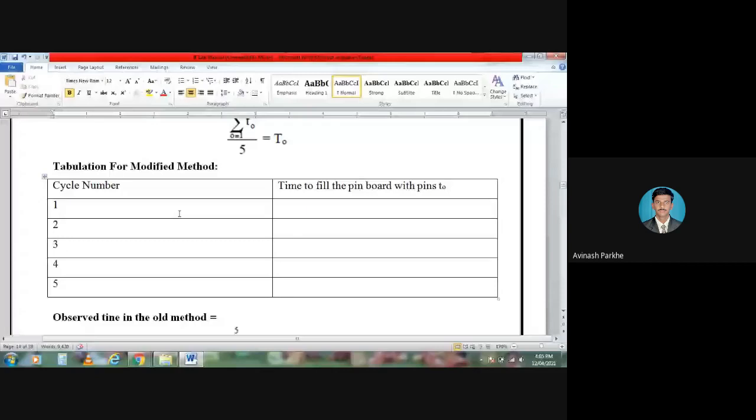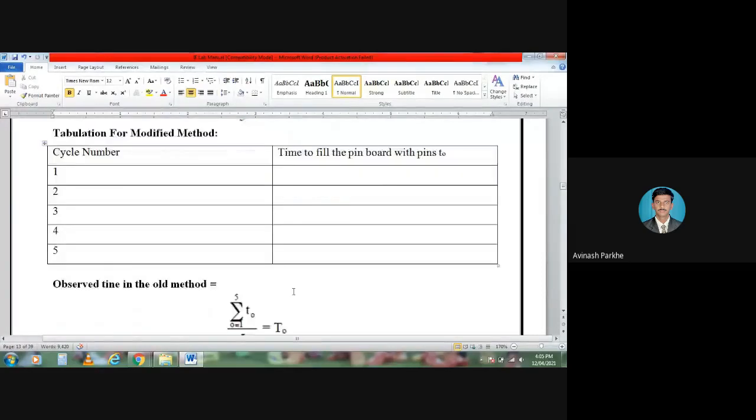So again, you have to repeat the same experiment in 5 cycles. For example, for cycle number 1, 35 seconds are required. For the second, 34 seconds. For the third, 36 seconds. For the fourth, again 35. For the fifth, again 34.